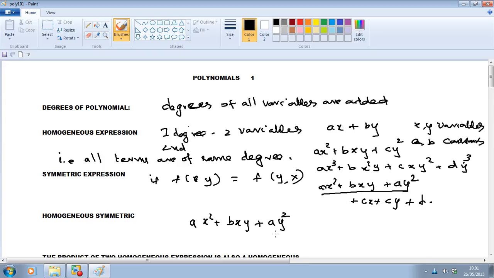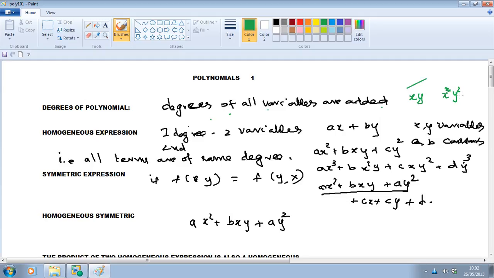So, the first one is the degree of a polynomial. We call it first degree polynomial, second degree polynomial. What is this degree? I will tell you with an example. The degrees of all variables are added. So x is a variable, y is a variable. Suppose we mention x square y square. This is a fourth degree polynomial.